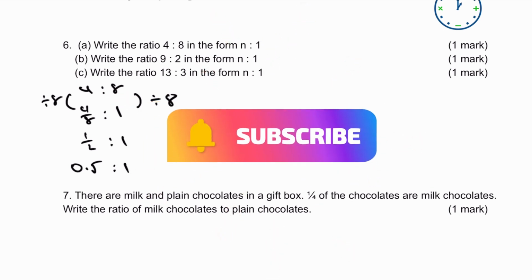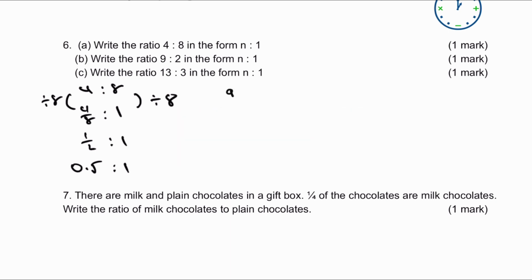Okay, part B, we're going to use exactly the same principle. So we've got 9 to 2. I want 1 on this side. So if I want 1 on this side, I'm going to divide through by 2, which means I've got to divide 9 by 2. Well, 9 divided by 2 is either 9 over 2 as a fraction or 4.5 to 1 as a decimal. Whichever suits you is perfectly fine.